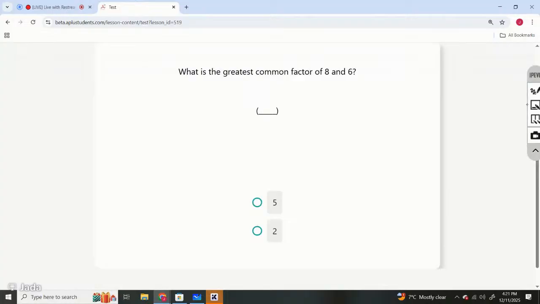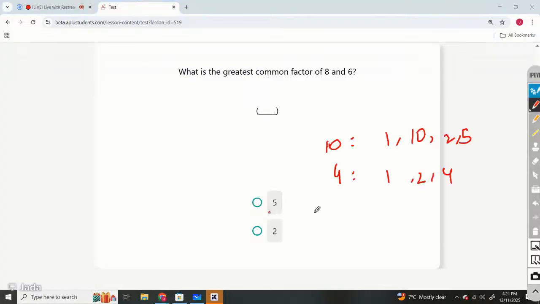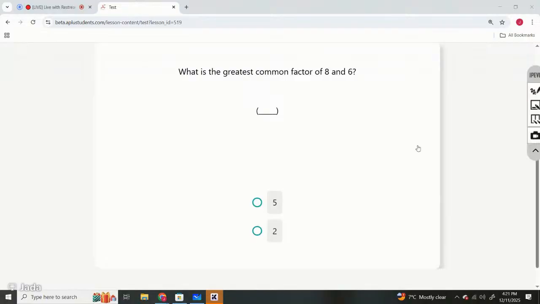So look at the factors. Options. One option is 5. Can we divide 8 by 5? No. Can we divide 6 by 5? No. But look at the second one, 2. 8 divided by 2 is like 2 times what number is 8? 2 times 4 is 8. And 2 times 3 is 6. So that means 2 is the greatest common factor. Option number 2 is the correct option, that is 2.